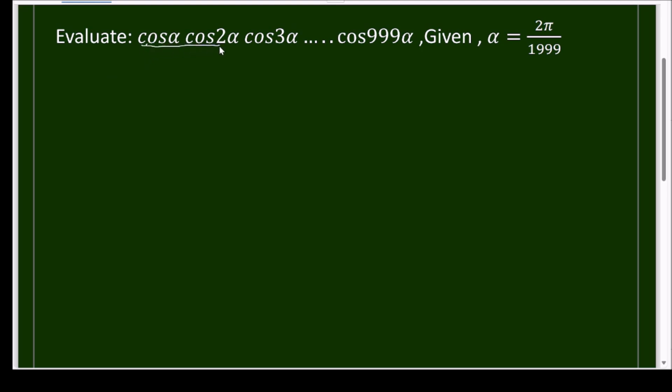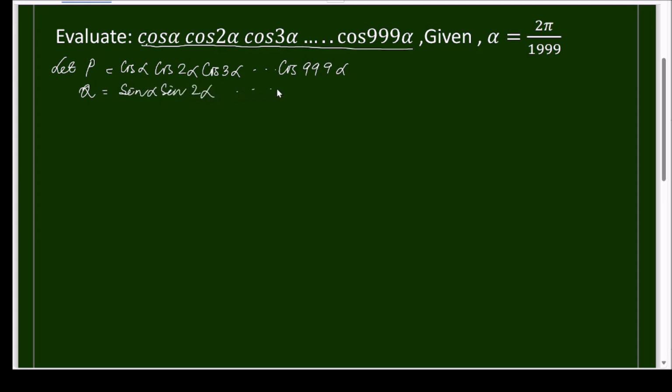So this product cos alpha, cos twice alpha, cos 3 times alpha up to cos 999 alpha, let me take this product as P. At the same time, I am taking the product of sine alpha, sine twice alpha up to sine 999 alpha as Q. Then let me take the product of P and Q, and writing in order, I get sine alpha, cos alpha, sine twice alpha, cos twice alpha, up to sine 999 alpha and cos 999 alpha.